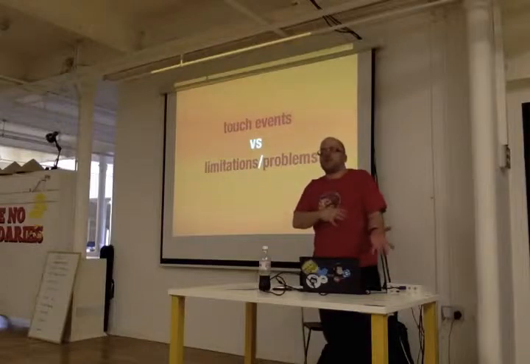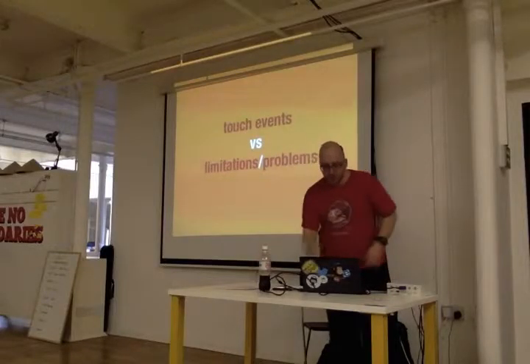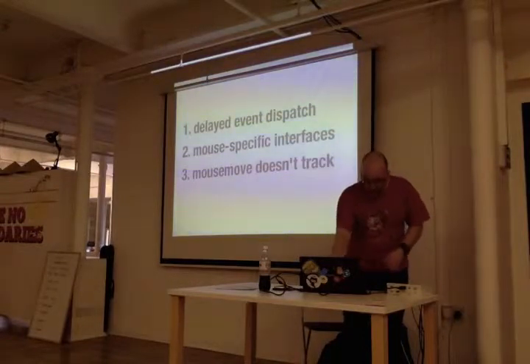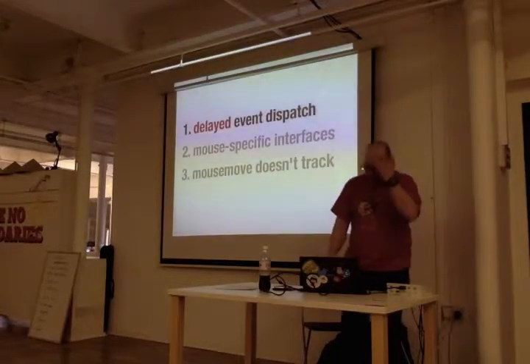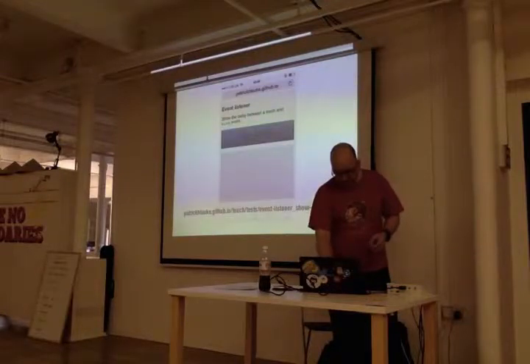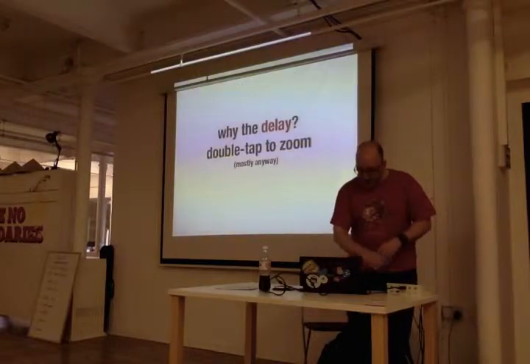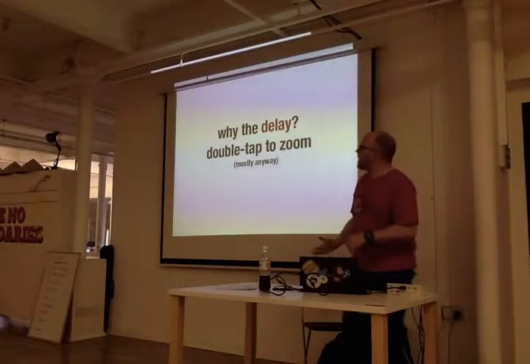How can touch events actually help us overcome some of these problems? So again, as a reminder, those are the 3 things. Delayed event dispatch, and we've seen that we've got that 300-ish millisecond delay. So first of all, why is the delay actually there?